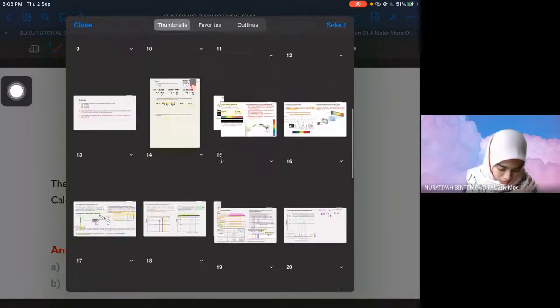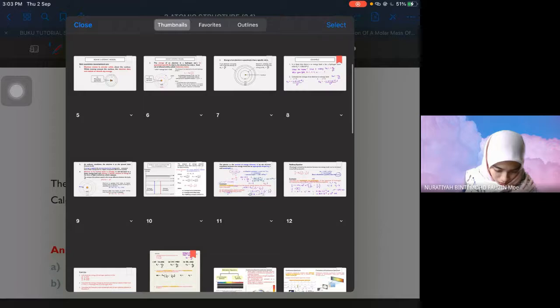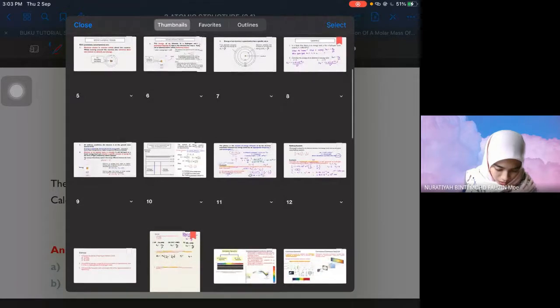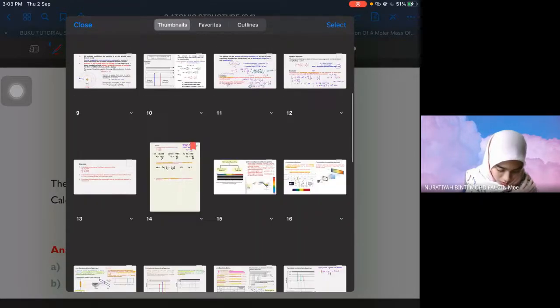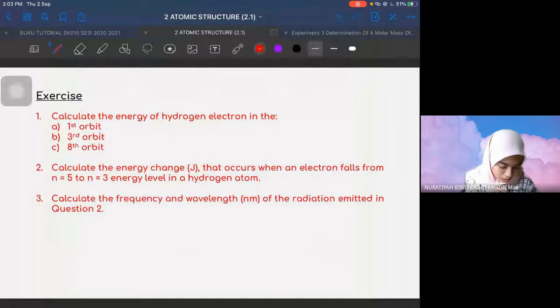Okay, so we go to the notes, examples and exercises. Example 1 I have already discussed in the notes. Exercise: calculate the energy of the hydrogen electron in the first, third and eighth orbit. What formula are you going to use?